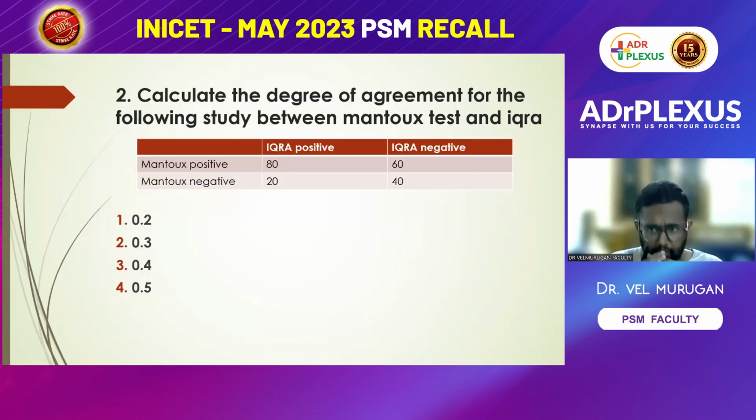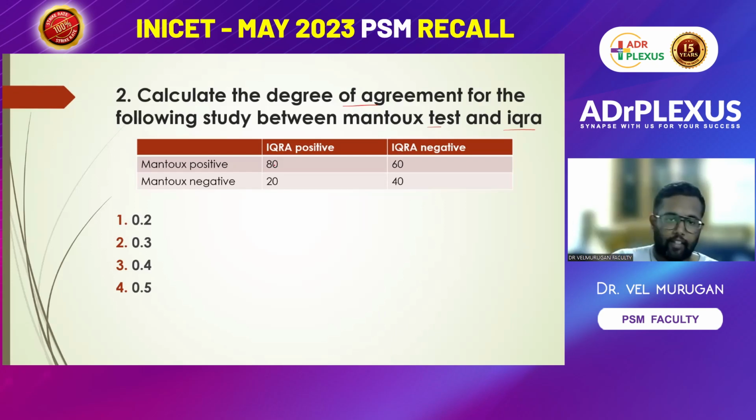Next, this was also a very difficult question. If you have done it correctly, you are really a genius. Calculate the degree of agreement for the following study between the Mantoux test and IGRA, that is the interferon gamma assay, the blood test we used to do for TB. But now blood tests are banned for TB. Maybe they can be used for research purposes, but for routine purposes, blood tests are banned for TB. So they are doing a Mantoux and an interferon gamma assay, and comparing those persons positive for interferon or positive for Mantoux, and those negative for Mantoux or negative for IGRA.